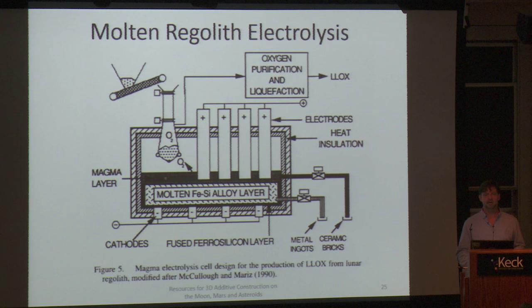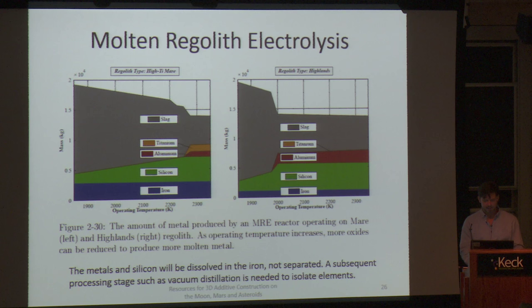We've done a lot of study. This work was done by Sam Schreiner at MIT, this was his doctoral dissertation. So by using different operating temperatures and using different input minerals, you see the total mass in the melt reduces as the oxygen comes out, the amount of slag reduces, and you get more of the desired products.